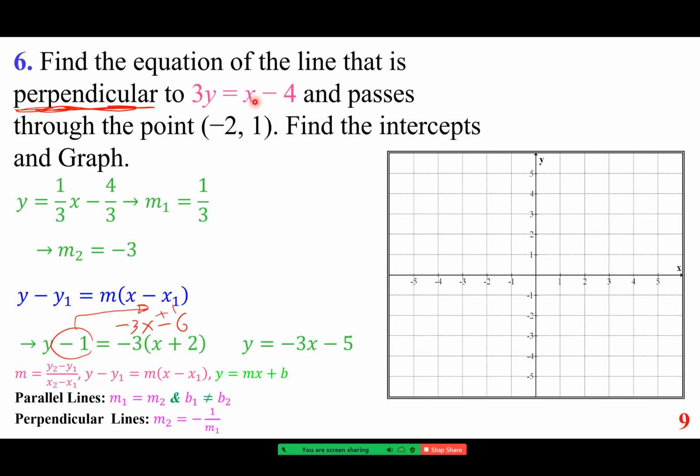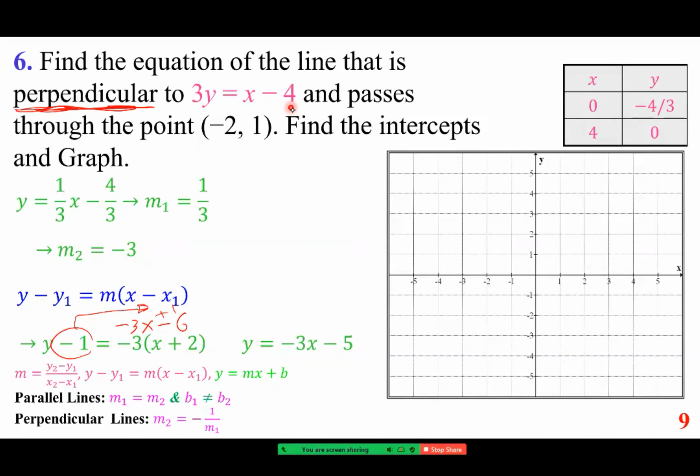So one more time, if I set x equal to 0, practically this goes away. So y is minus 4/3. If I set y equal to 0, this whole thing becomes 0. So x minus 4 is 0, x becomes 4. And that's how I get those pairs.